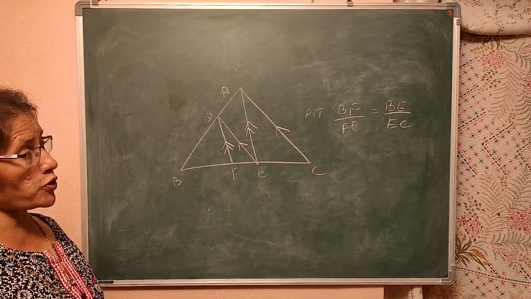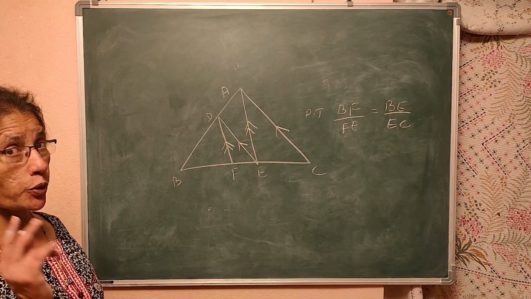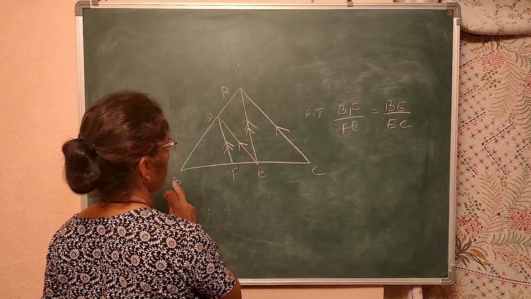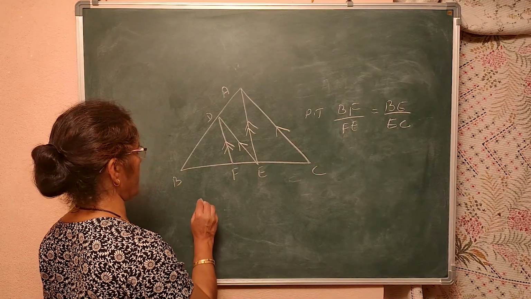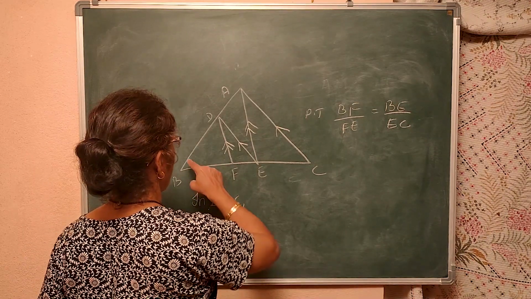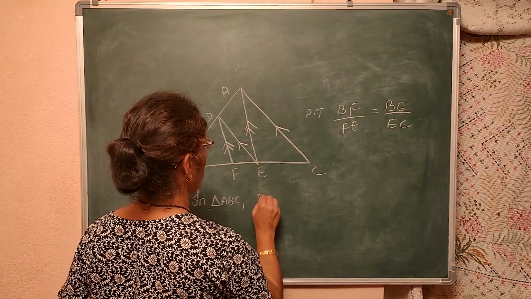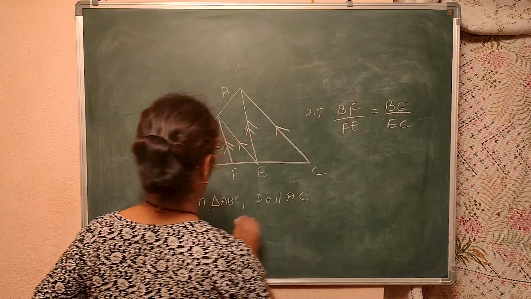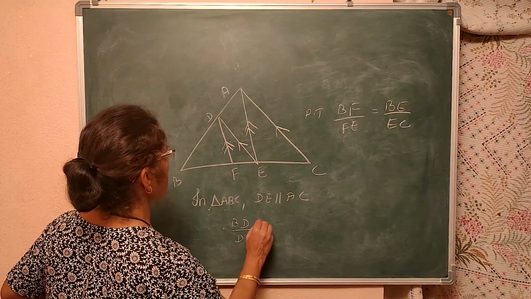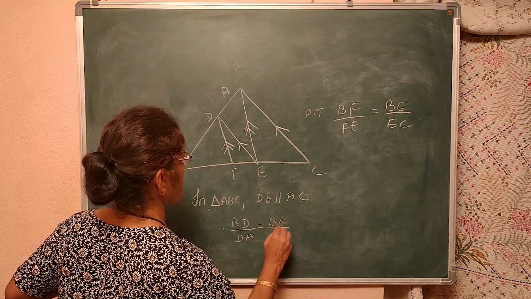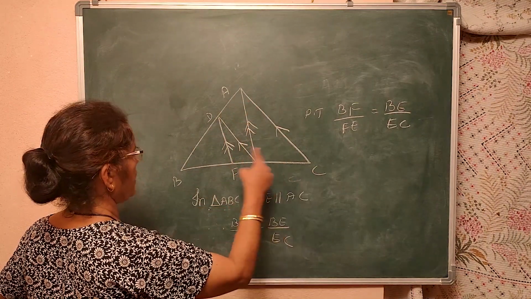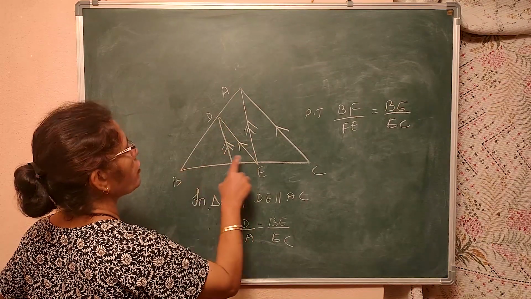I think you have to make use of basic proportionality theorem, but two triangles come. Which are the two triangles? See, parallel lines are there. First we will try in triangle ABC. In triangle ABC, DE is parallel to AC. Therefore, BD by DA is equal to BE by EC. See, this line is parallel to this. Therefore, BD by DA is equal to BE by EC.